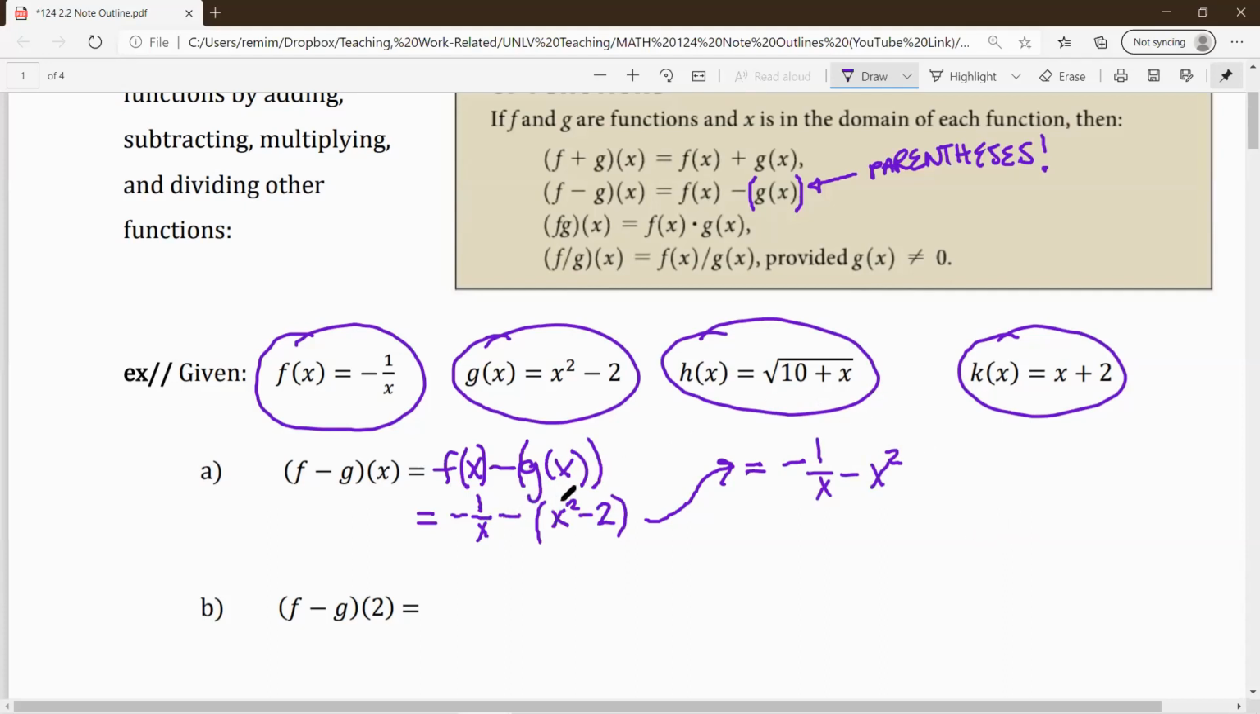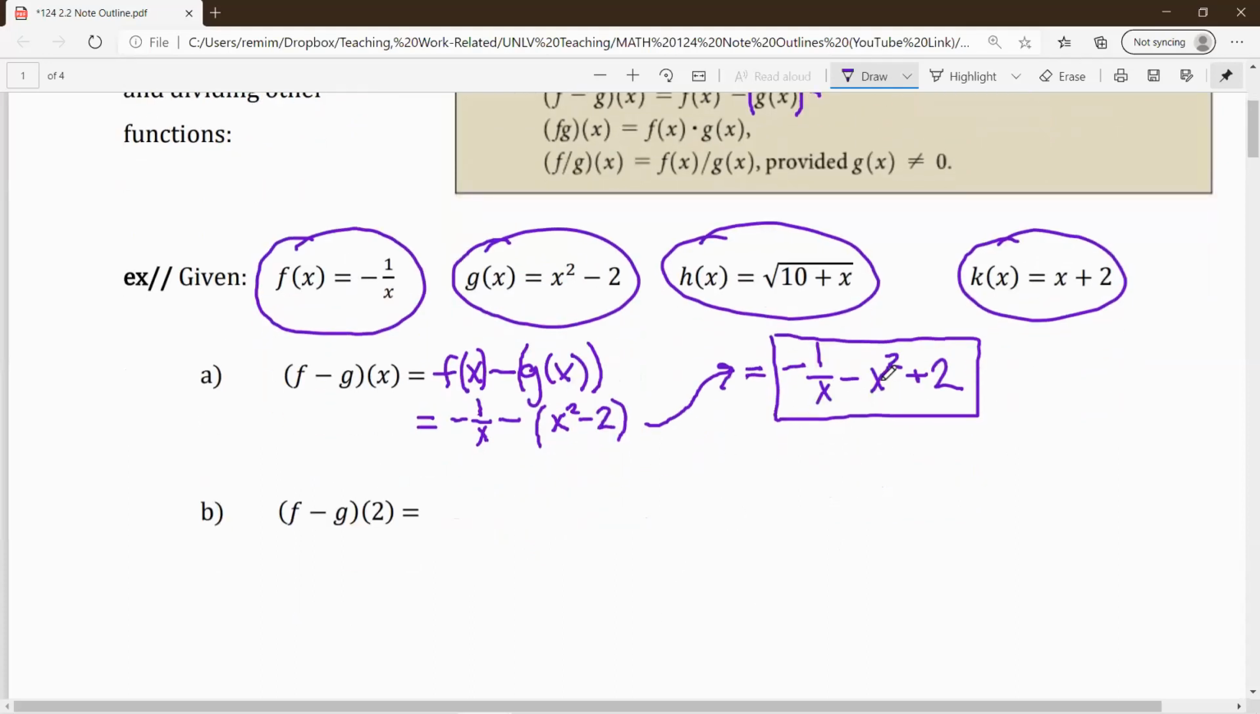So we distribute the minus to this negative 2. We get a minus times a negative, which gives us a positive 2. And if we didn't put those parentheses, then it wouldn't change to the plus 2 here like it's supposed to, okay? And we can't simplify anymore because these are not like terms. So we're done with that one.